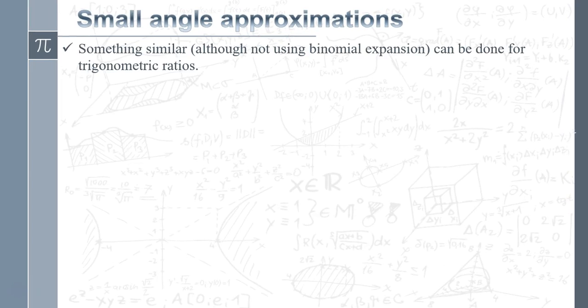We can do something similar with trig ratios, although it doesn't use binomial. It uses something called a Maclaurin expansion, which is something that further mathematicians get to have a play around with because it's on the further maths course, not the maths course. And you can calculate the sine of any particular angle by using that expansion. And you can see it's quite a structured thing.